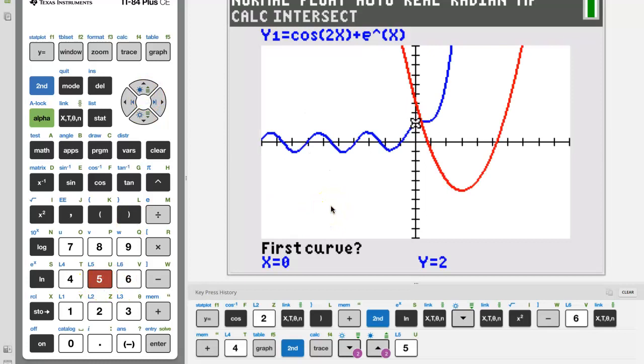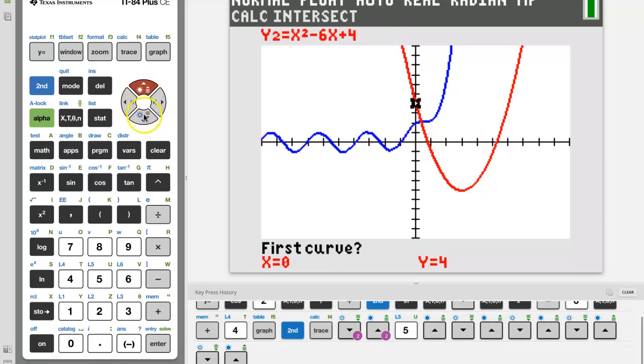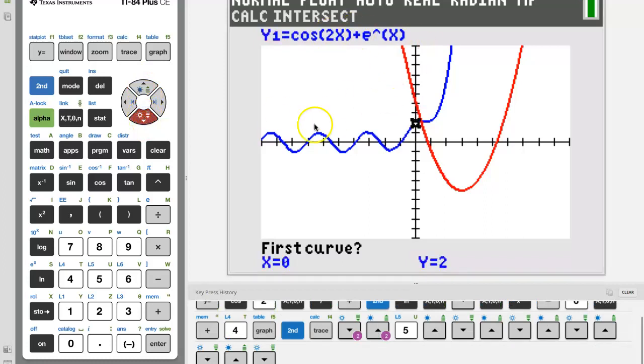Right. And it says first curve, question mark. So one thing you can do, if you click up and down, it switches between my blue graph and my red graph. It switches between your different ones. If you had 3, you could switch between all 3. But let's just start on the blue graph. It says first curve, question mark. You want to put this little cursor close to the intersection.